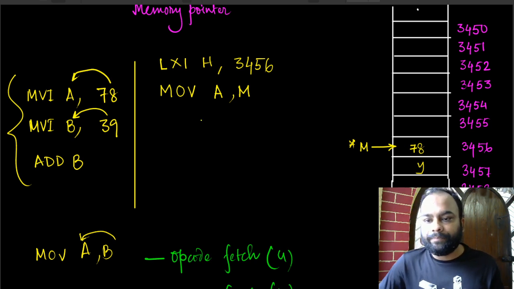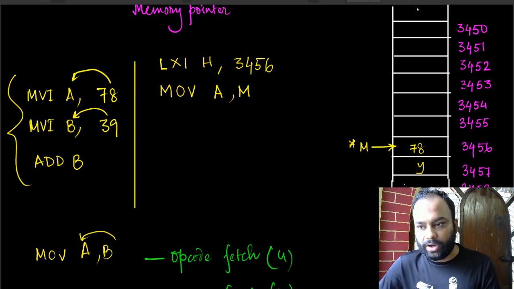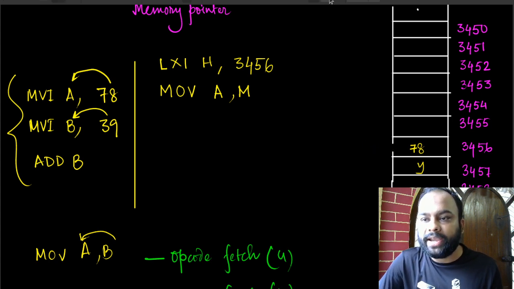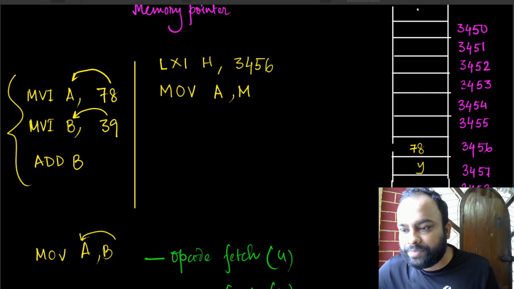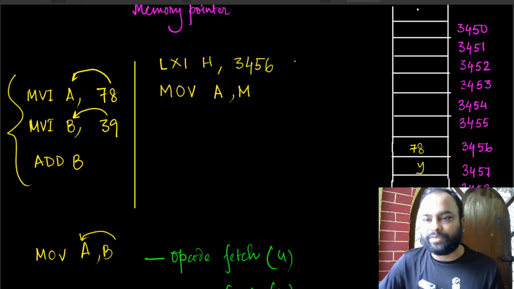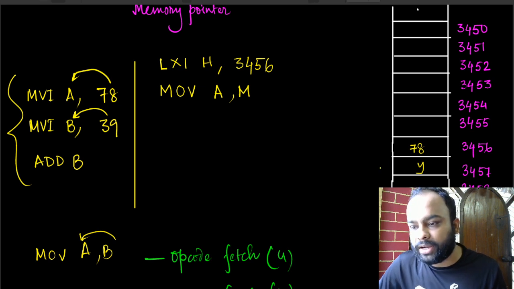So with that said, all I have to do now is point to the next memory location. What is the next memory location? 3457, right? So my memory pointer needs to move into that memory location. Instead of pointing to memory location 3456, it needs to point to memory location 3457. So I want my memory pointer to be pointing at this memory location.